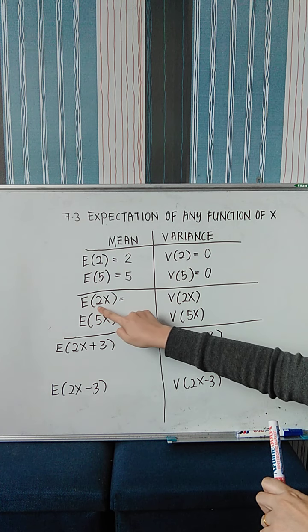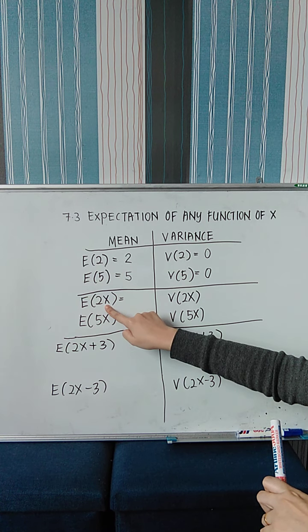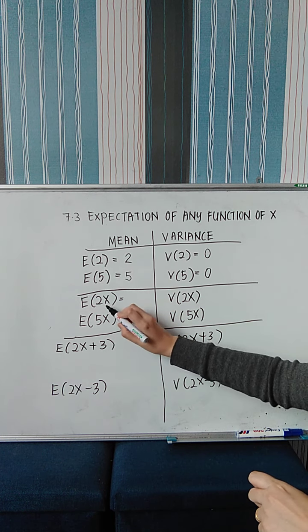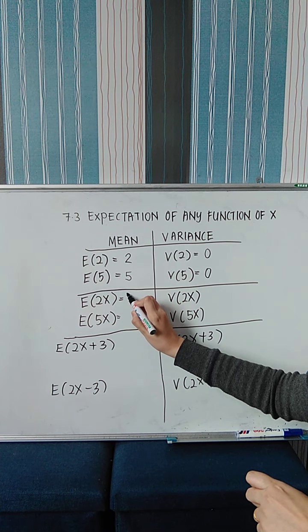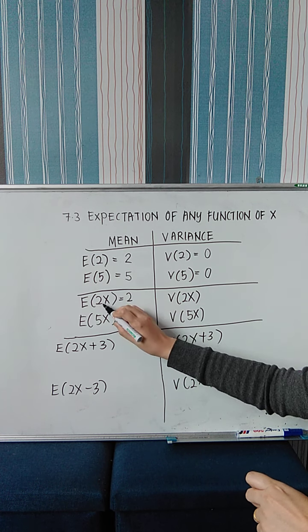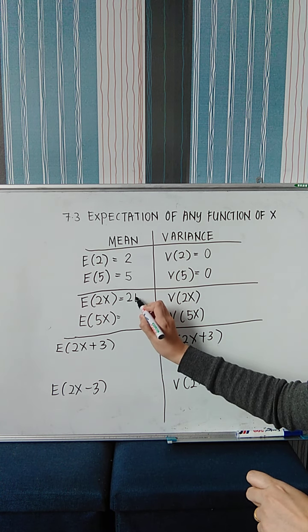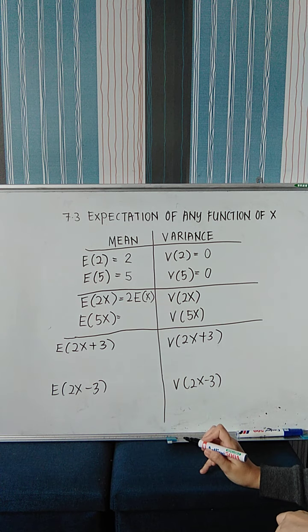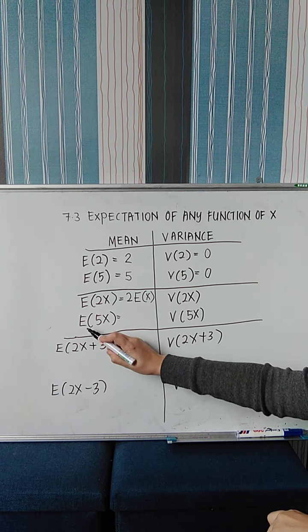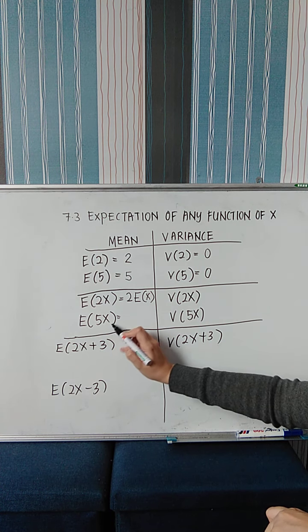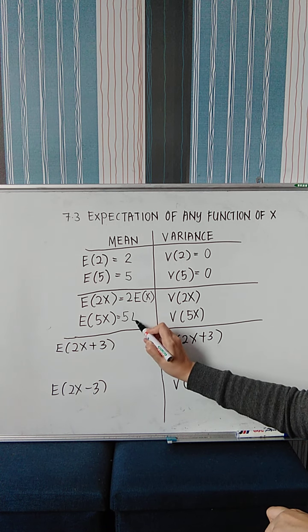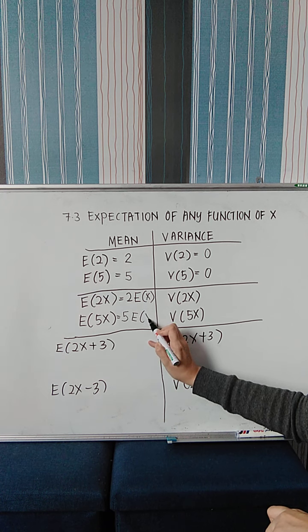You have a value and the variable x. If you have expected 2x, the value is 2 and then you have E(x), so 2E(x). Next, expected 5x. The value is 5 and then you take expected x.